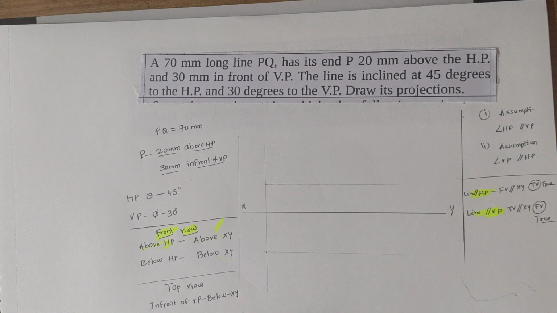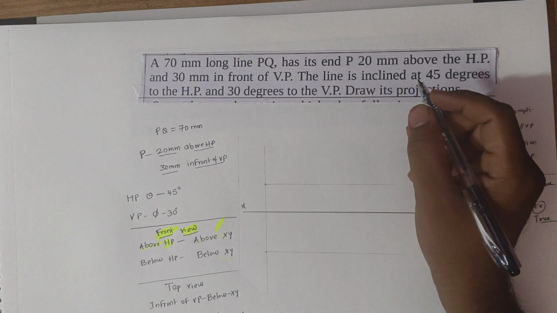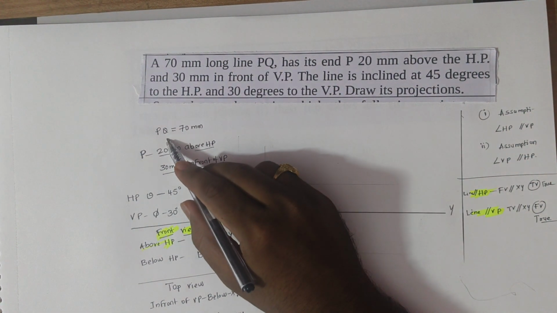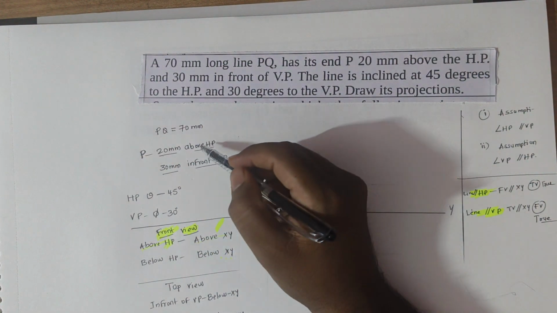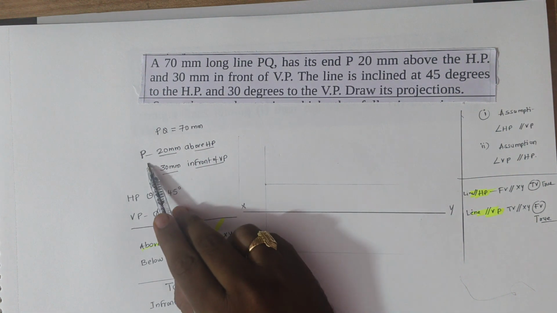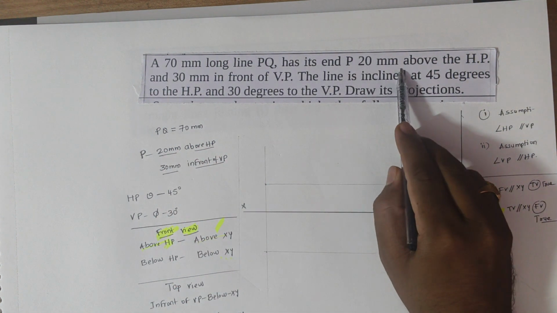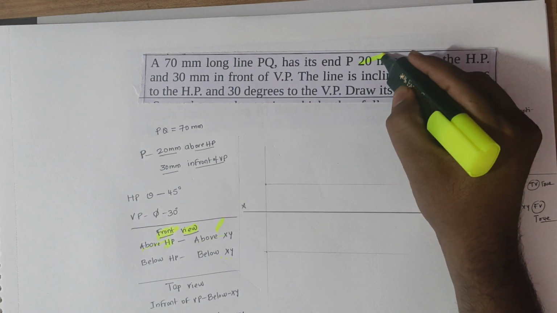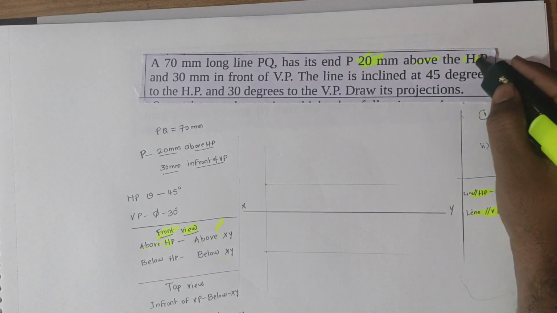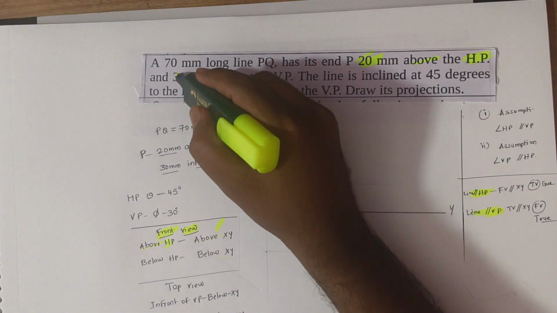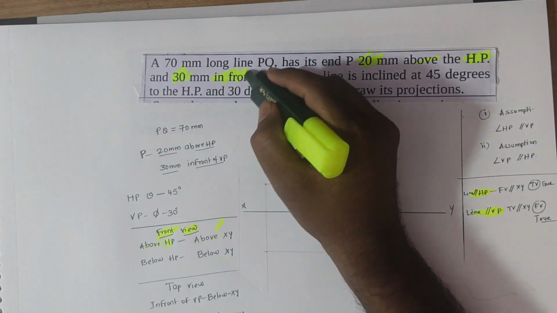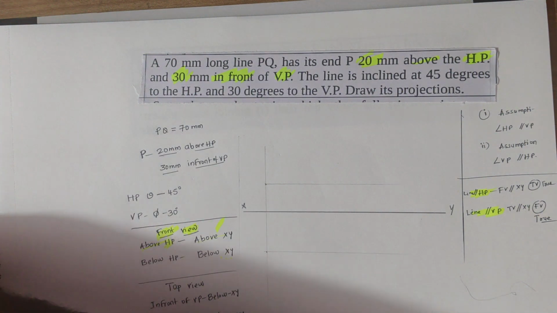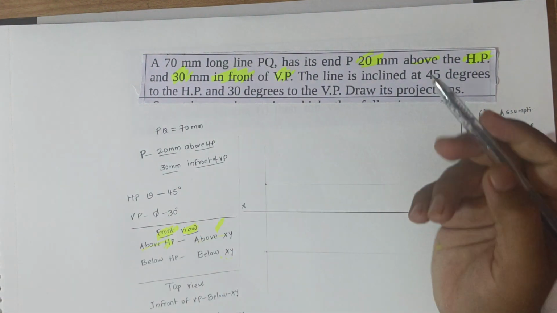Now, to start any problem, we have to locate the front view and top view of one of the points. Here the line name is PQ. They have mentioned conditions only related to the point P, where point P is 20 mm above HP and the point is 30 mm in front of VP. Those conditions I mentioned here. So according to the conditions, let us locate the front view and top view of the point P.